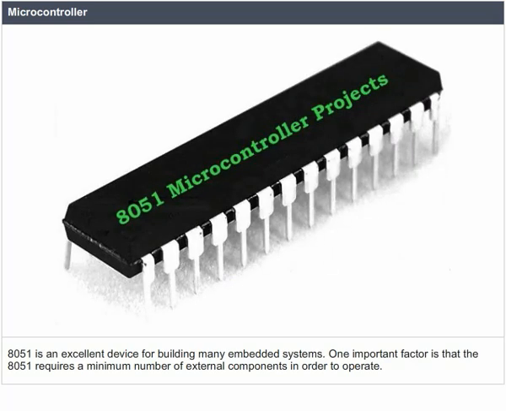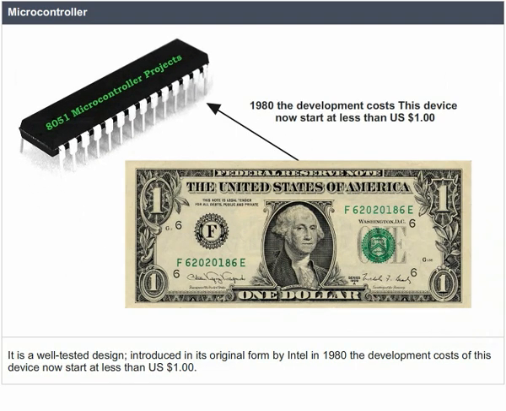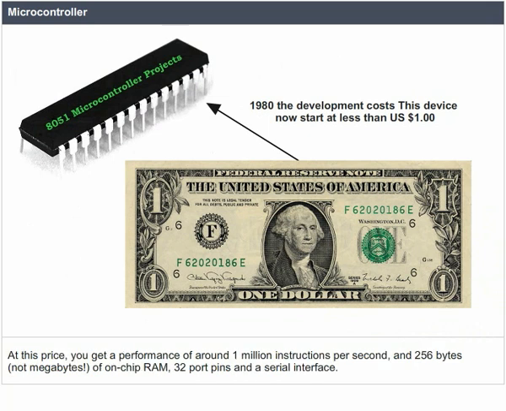Microcontroller. 8051 is an excellent device for building many embedded systems. One important factor is that 8051 requires a minimum number of external components in order to operate. It is a well-tested design. Introduced in its original form by Intel in the year 1980, the development costs of this device now start at less than $1. At this price, you get a performance of around 1 million instructions per second and 256 bytes, not megabytes, of on-chip RAM, 32 port pins and a serial interface.